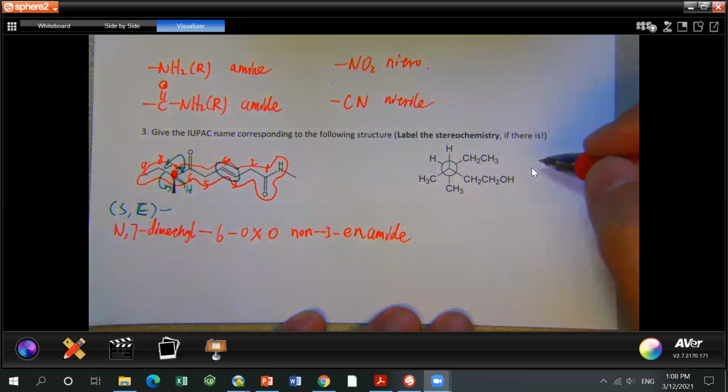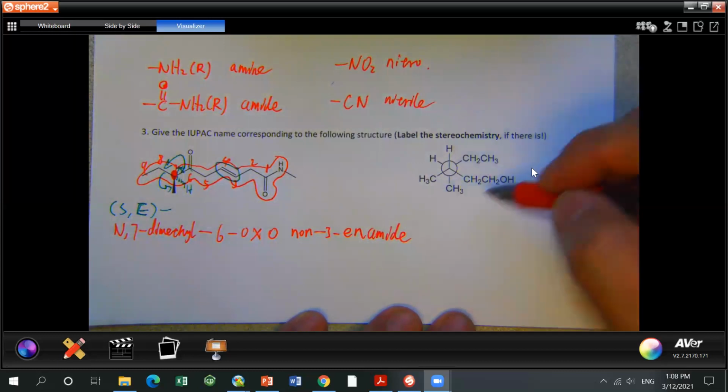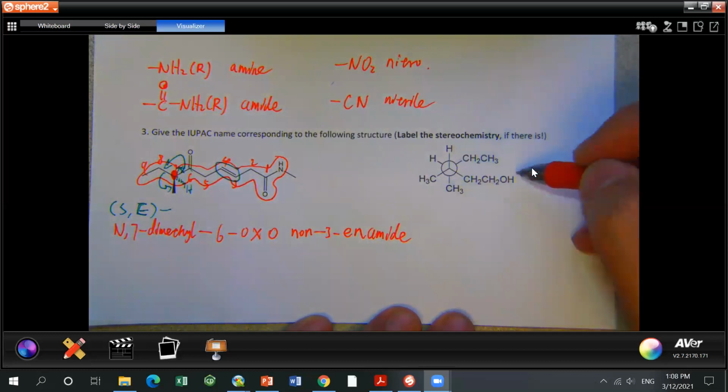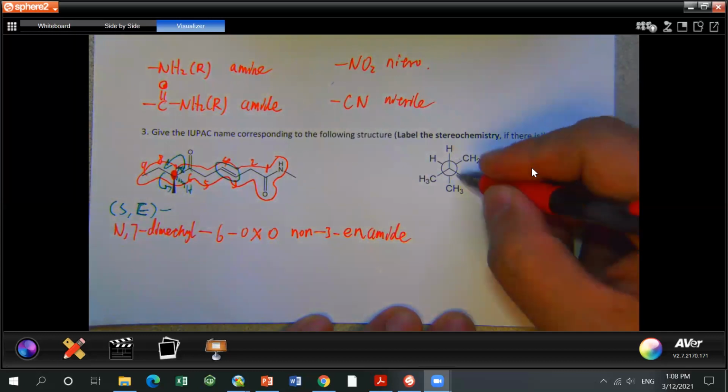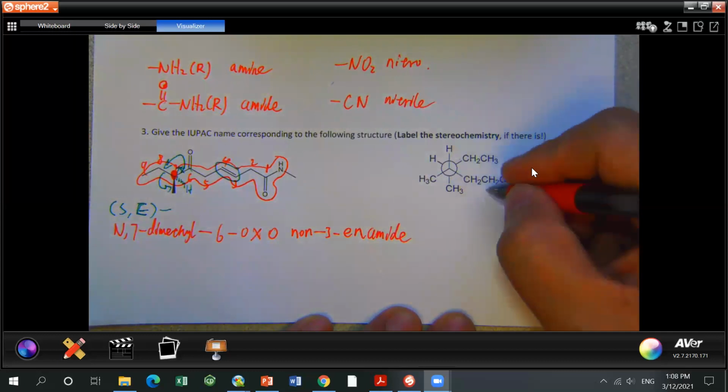So we try to name it directly. Same thing again: find the highest priority group, which is the alcohol, so we name this compound as an alcohol. Then we find the longest carbon chain with the OH group attached. That goes in this direction, and we give the OH group the lower number.